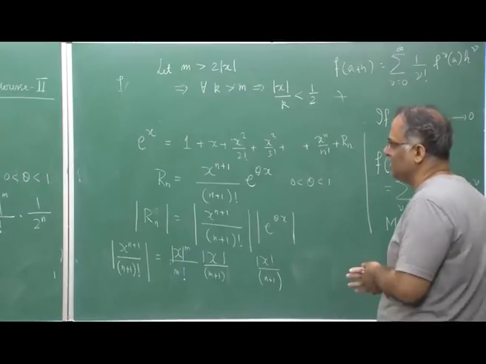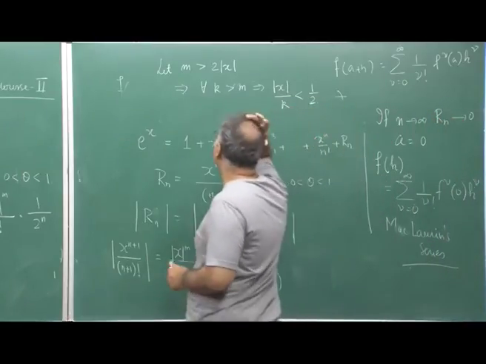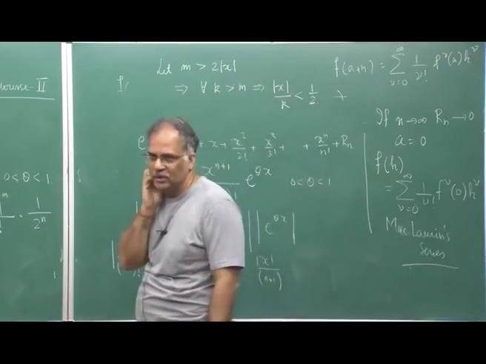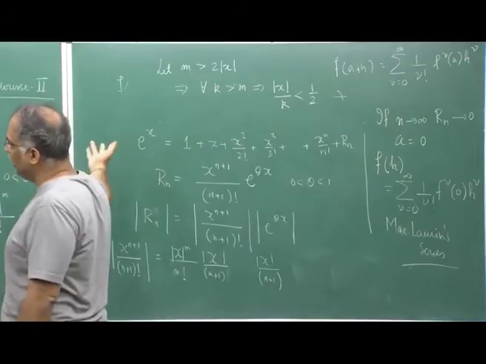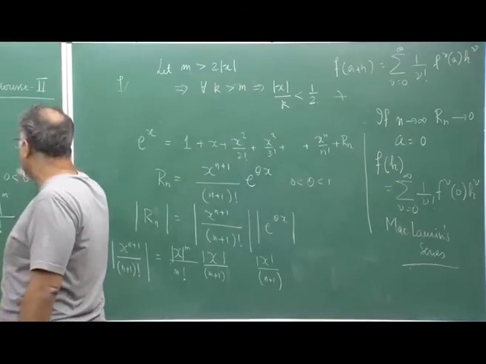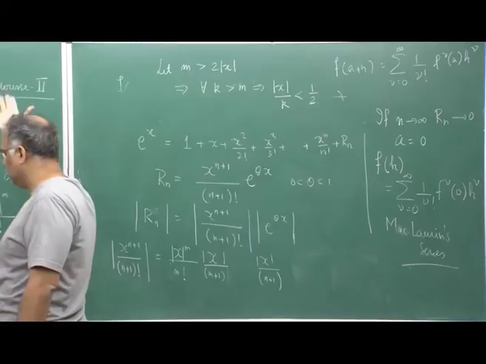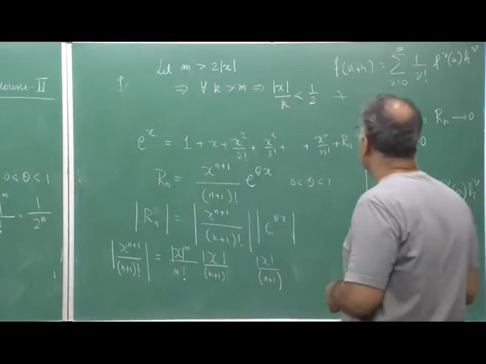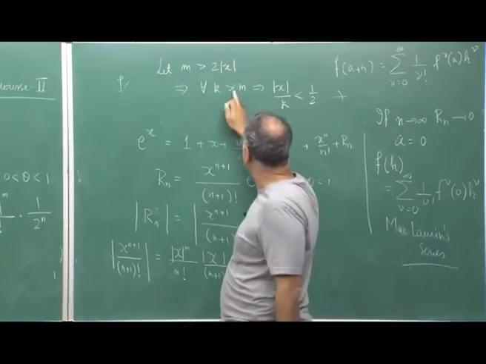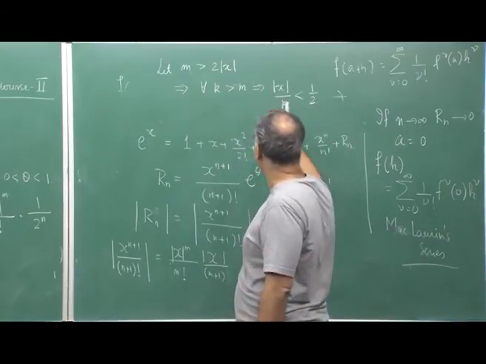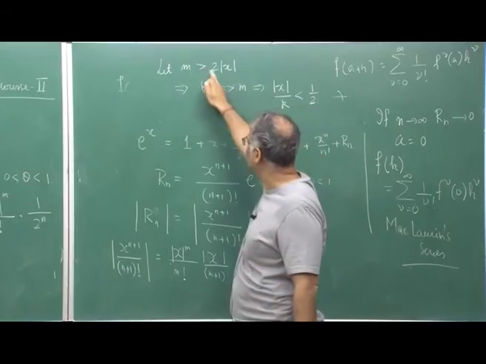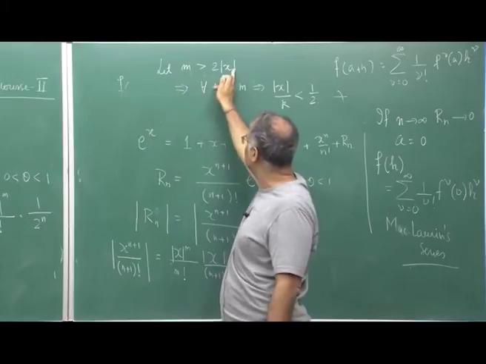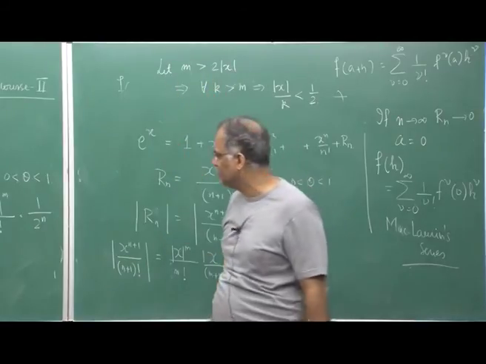So, whatever be the x, it does not matter, you always take an m such that m is strictly greater than 2 mod x, that you can choose, and you can always choose your n to be much bigger than that m, because e to the power x is infinitely differentiable. Then for any k bigger than m, mod x by k would be strictly less than half.